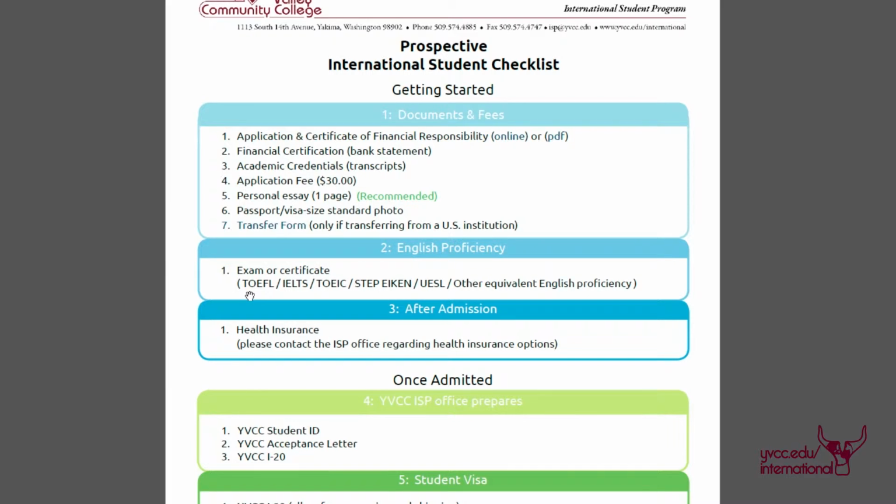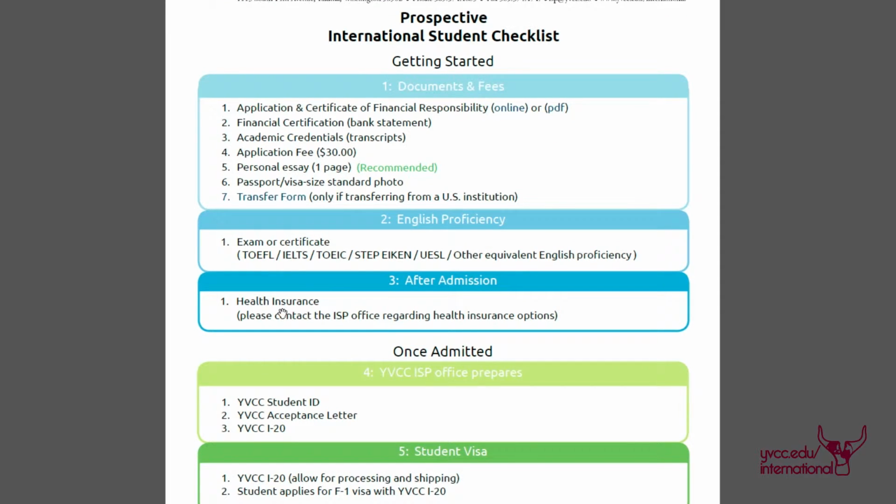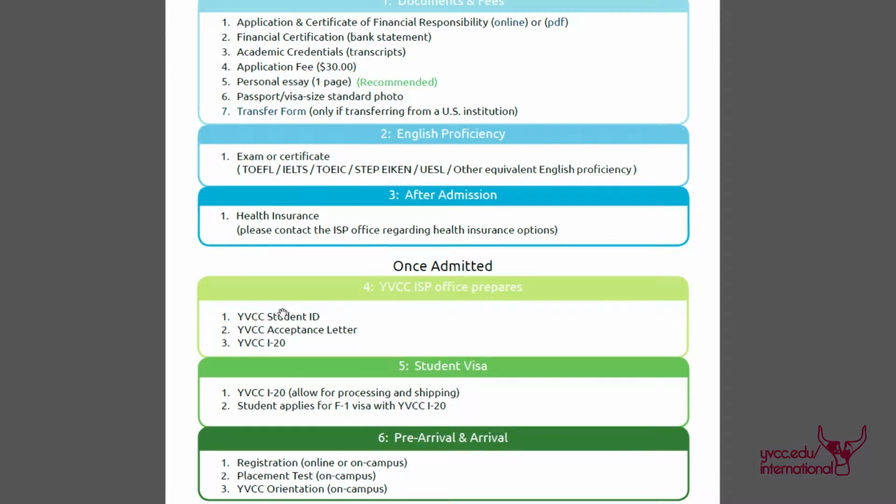For English proficiency, we accept all sorts of exams or other equivalents. There's a TOEFL, the IELTS, English 101 or higher from a U.S. institution. After you've applied, you'll request health insurance, and you can contact the International Student Office for further options there. Once you submit these things, the International Student Office will process your acceptance letter with a student ID number and send an I-20. After you receive these documents, you can apply for your F1 visa using your I-20.